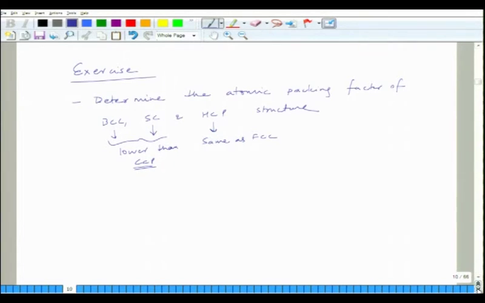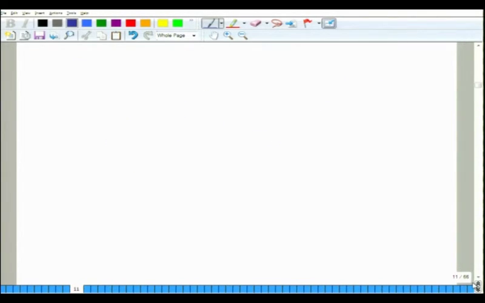Now, the last thing I wanted to cover in this, perhaps we won't be able to go to interstices, is, in case of HCP crystal, HCP lattices, there is something called the C by A ratio. Okay.